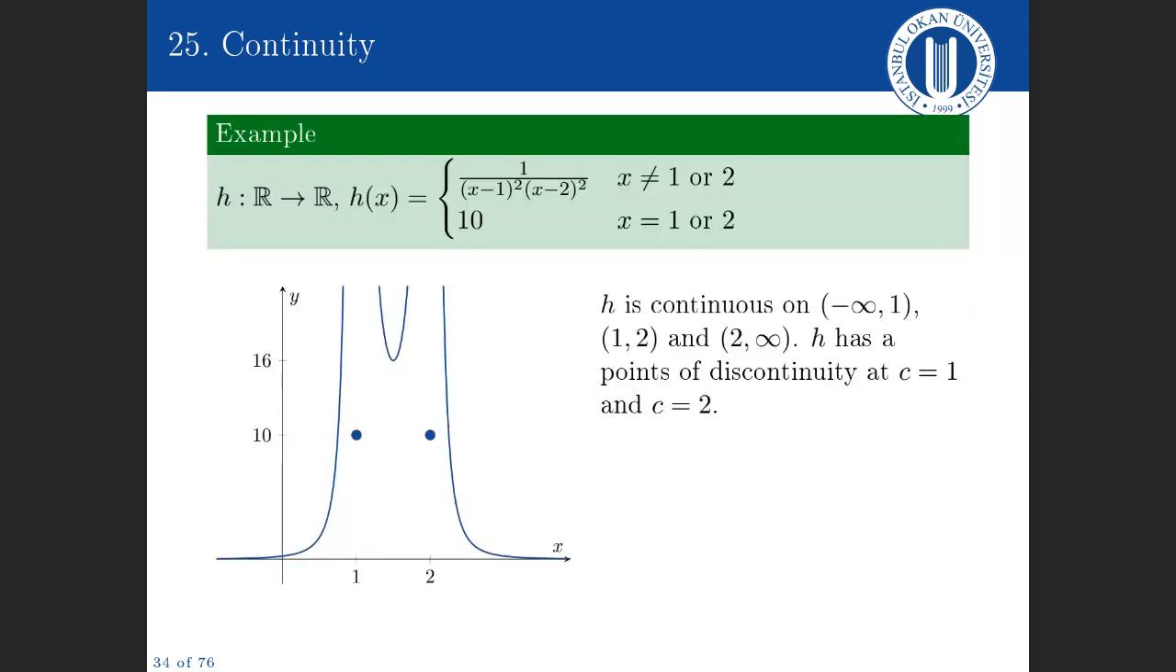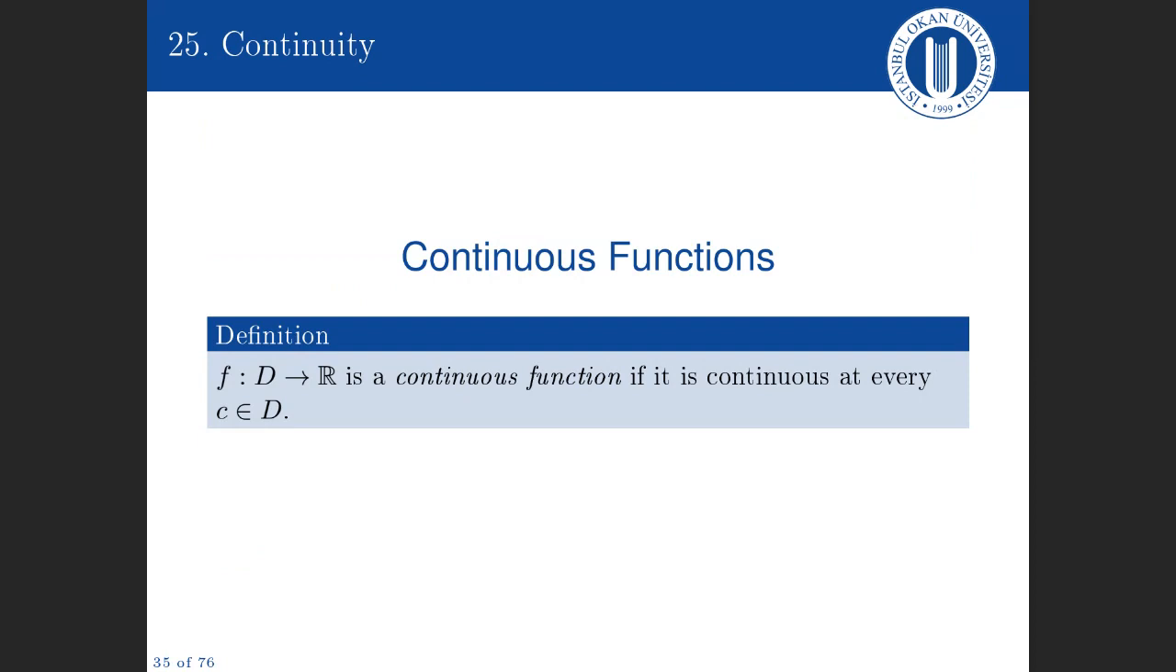A function h. This function is continuous between -infinity and 1, between 1 and 2, and between 2 and infinity, but it has points of discontinuity at c equal to 1 and c equal to 2, as we can see from the graph. If a function is continuous at every point in its domain, then we just say that the function is a continuous function.